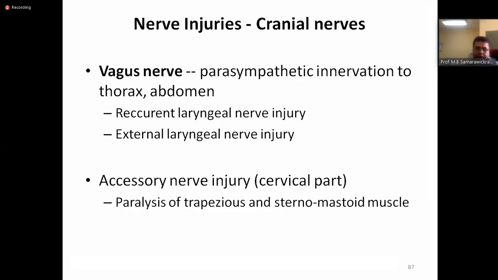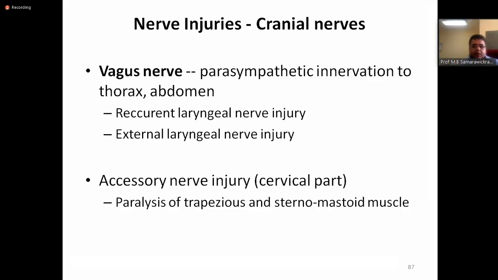You know, damage to the external laryngeal nerve results in loss of high pitch voice, inability to produce high pitch sounds, right, due to paralysis of the cricothyroid muscle. Then recurrent laryngeal nerve injury, you must know this. Unilateral paralysis results in hoarseness, bilateral paralysis results in loss of phonation and inability to breathe, right? Because the recurrent laryngeal nerve supplies all the intrinsic muscles of the larynx except the cricothyroid muscle.